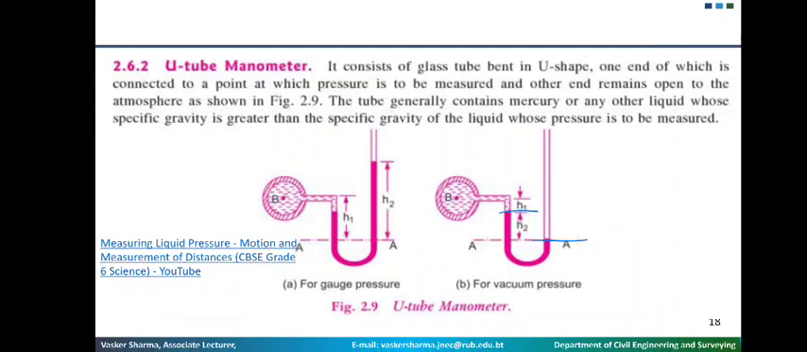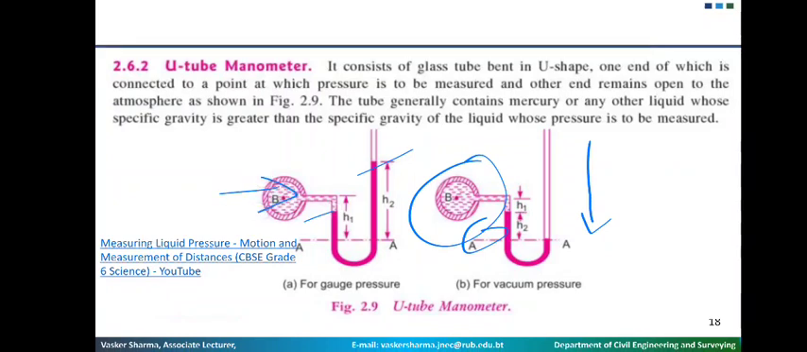So you have to understand the diagram based on the mercury level. See here, the mercury level is down here, lower than this side. So that's why the atmospheric pressure is higher on this side, and you can say that this is under vacuum pressure. Here the mercury level is higher than this level, so you say this is gauge pressure, since pressure exerted by the fluid is more here. This way you have to understand.